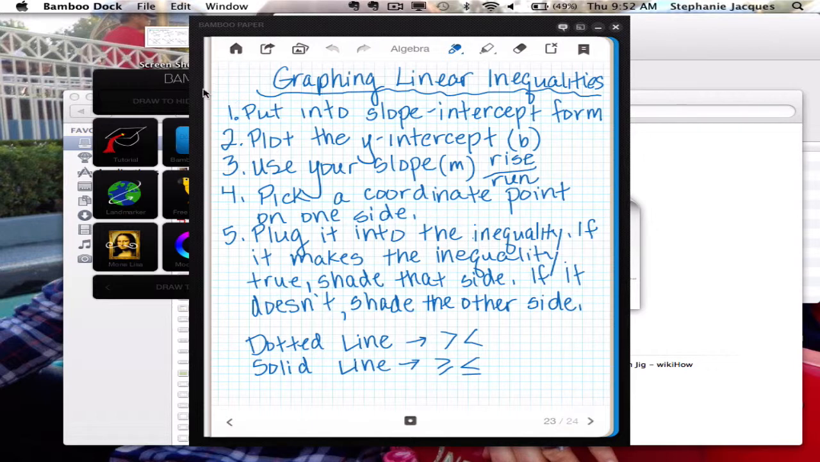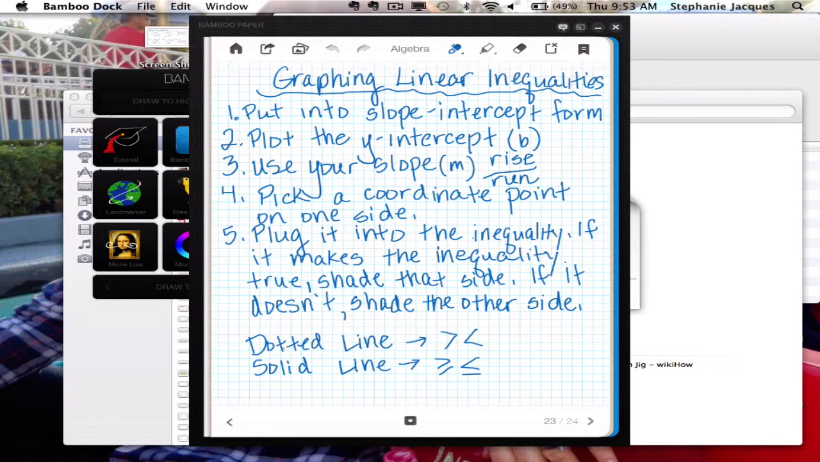So I'm just going to go through the steps verbally, and then we'll walk through some problems. So the first thing you do is put your linear inequality into slope-intercept form. Then you plot the y-intercept just like you would when you're graphing, which is the b variable. And then 3, use your slope, which is m in that equation, the rise over run. And then 4, pick a coordinate point on one side of the line. 5, plug it into the inequality. If it makes the inequality true, shade that side. If it doesn't, shade the other side.